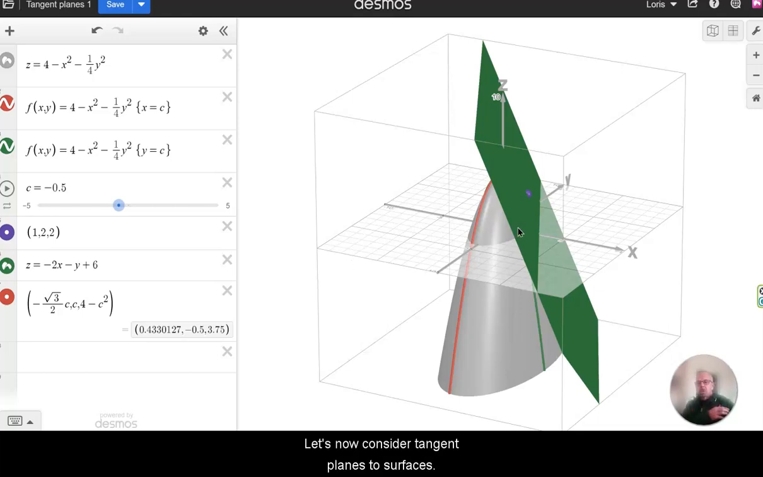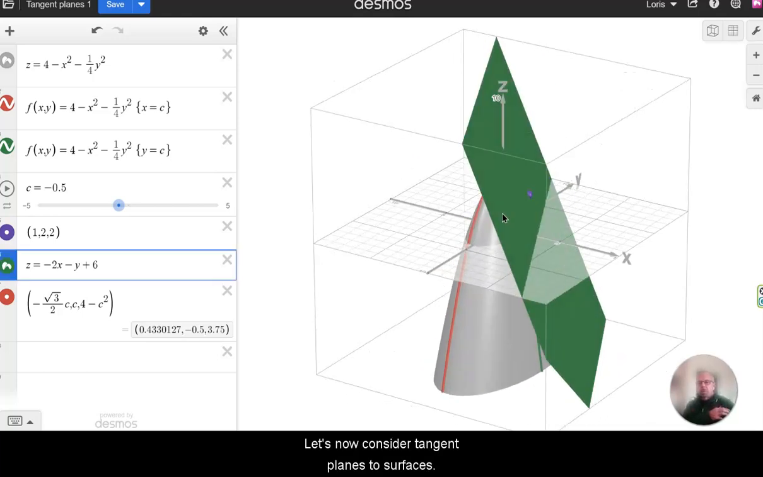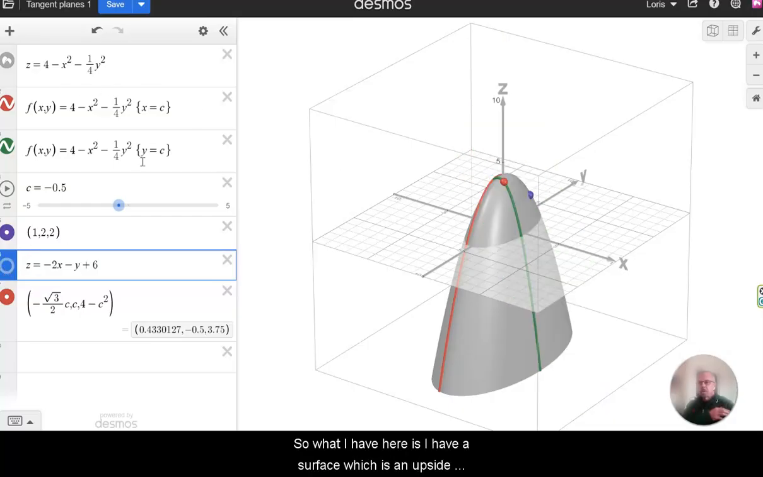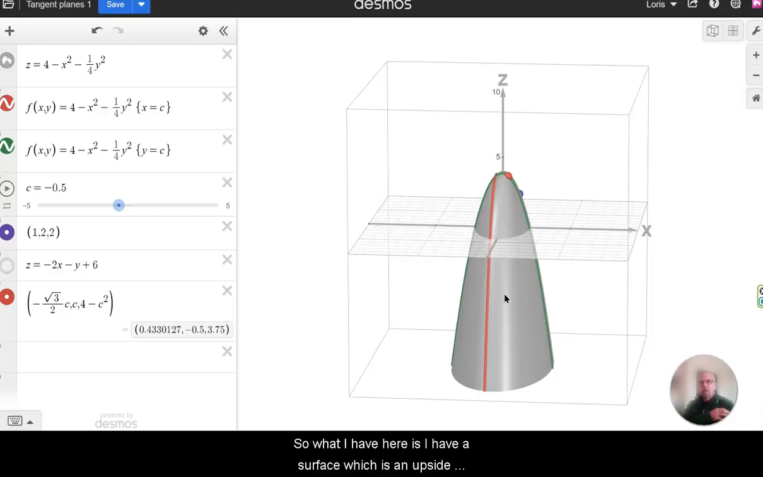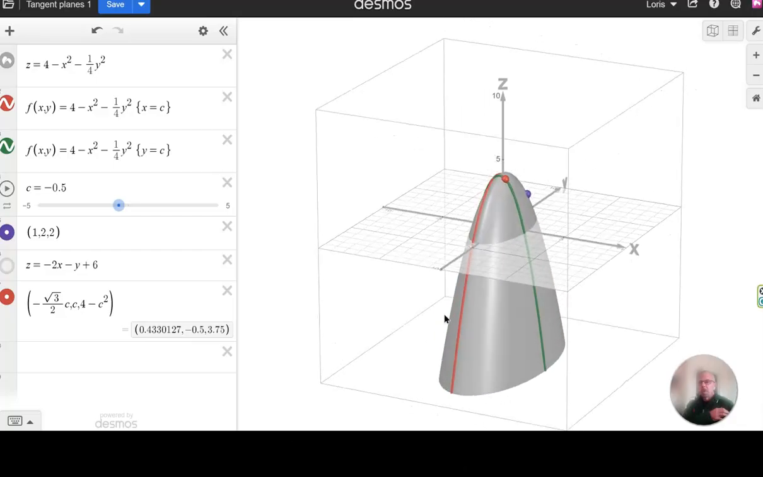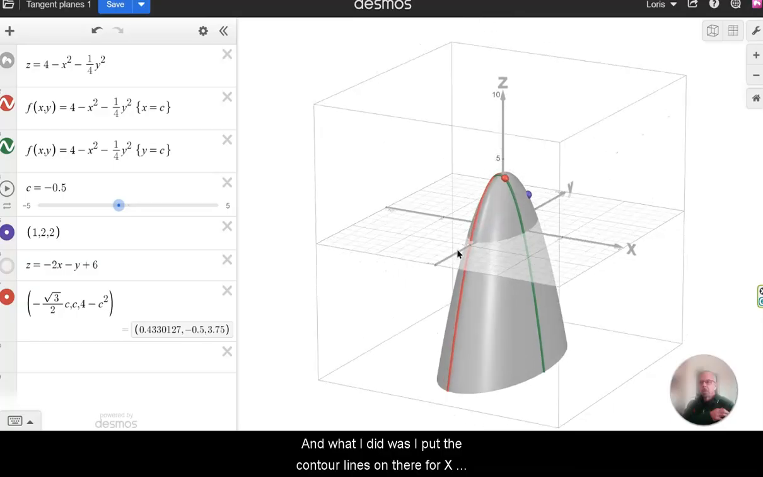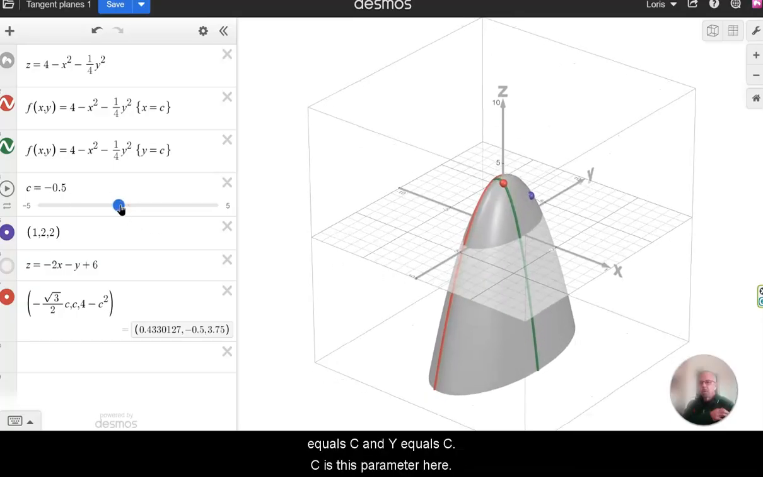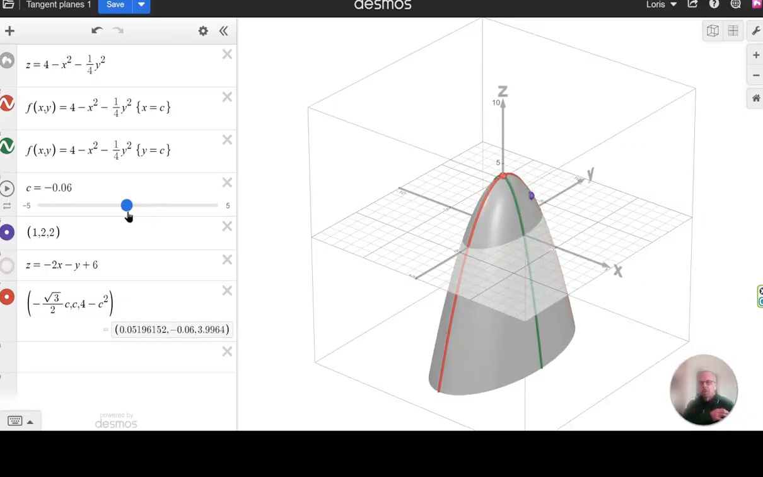Let's now consider tangent planes to surfaces. What I have here is a surface which is an upside down paraboloid, z equals 4 minus x squared minus 1/4 y squared. And I put the contour lines on there for x equals c and y equals c. c is this parameter here.